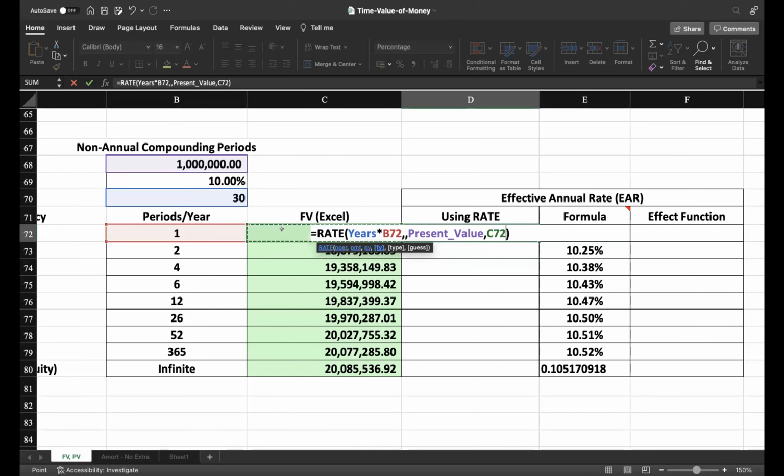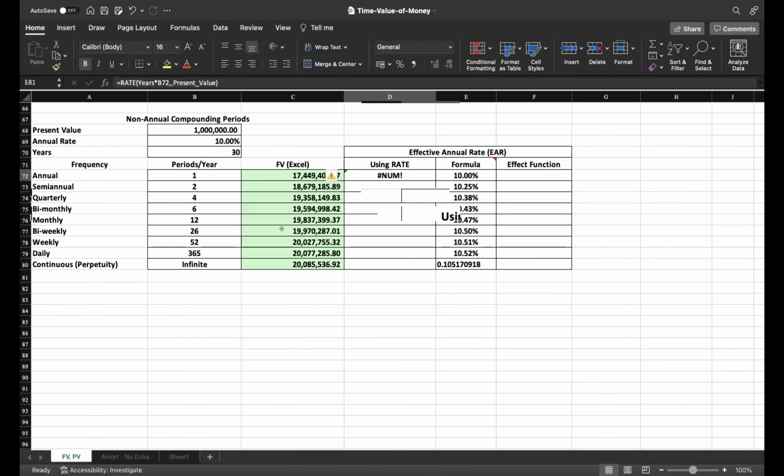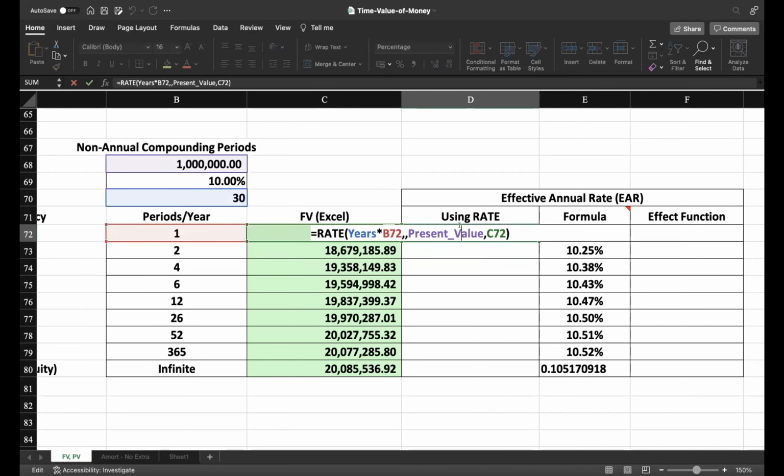Yeah, sige. Okay. Enter mo nga. Okay, ulitin natin. Ba't nagna-number sign? F2 ulit. So first is, punta ka ulit sa years times B72. Okay, that's N per, right? N per years times B72, and then comma, no PMT, present value, future value, type ignore, guess ignore.